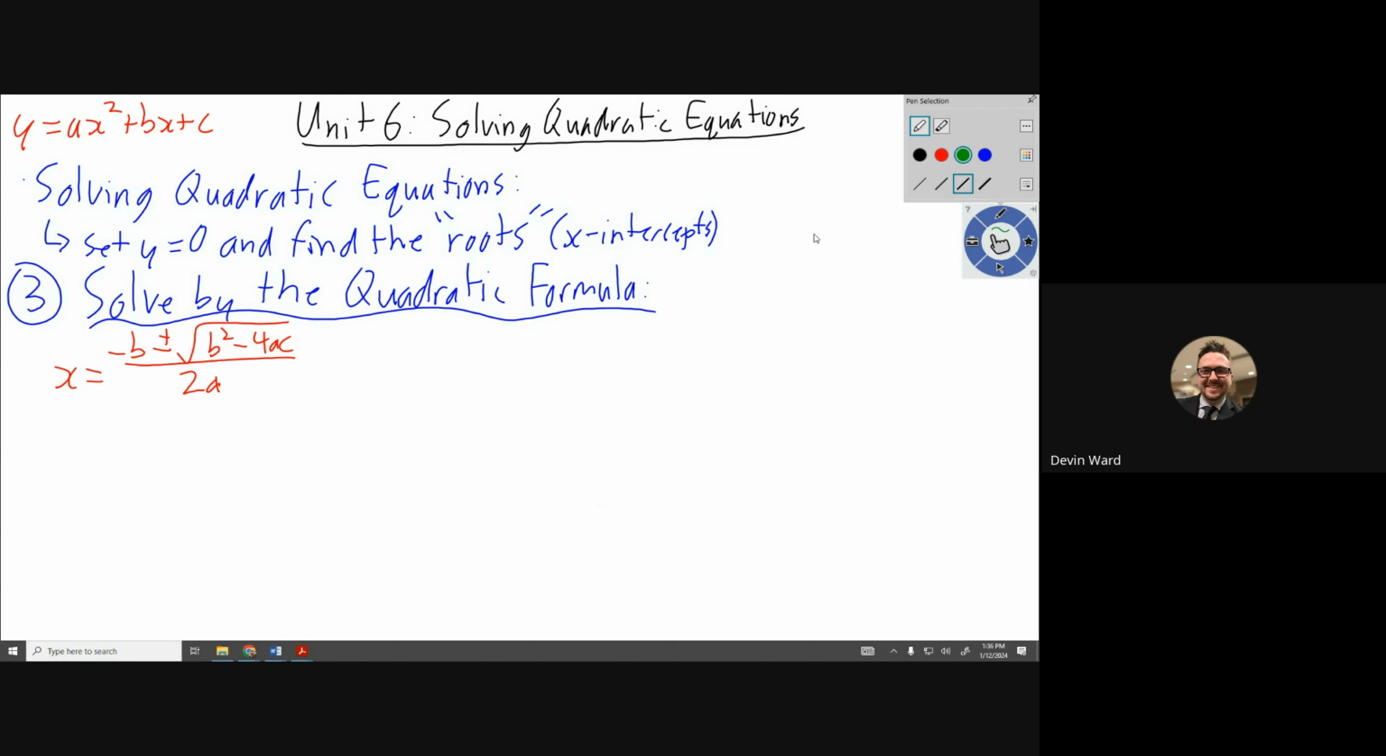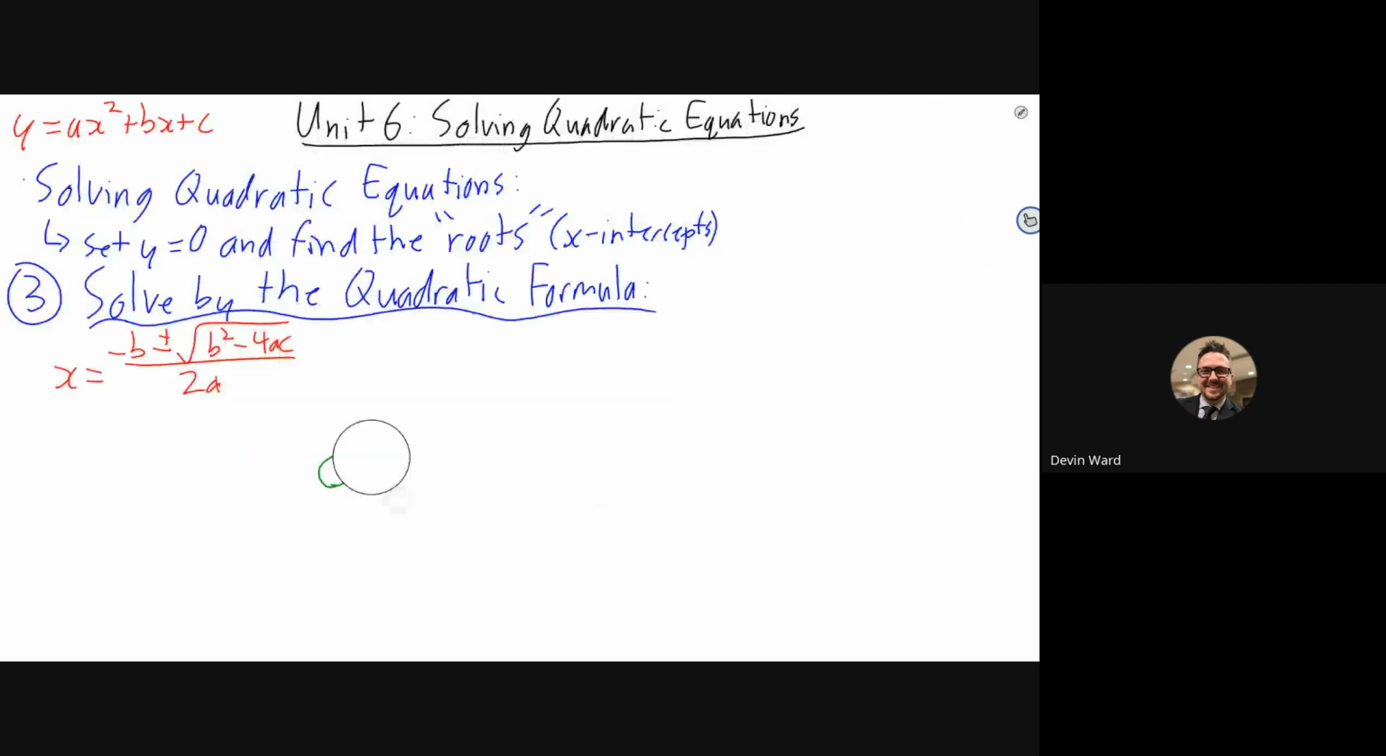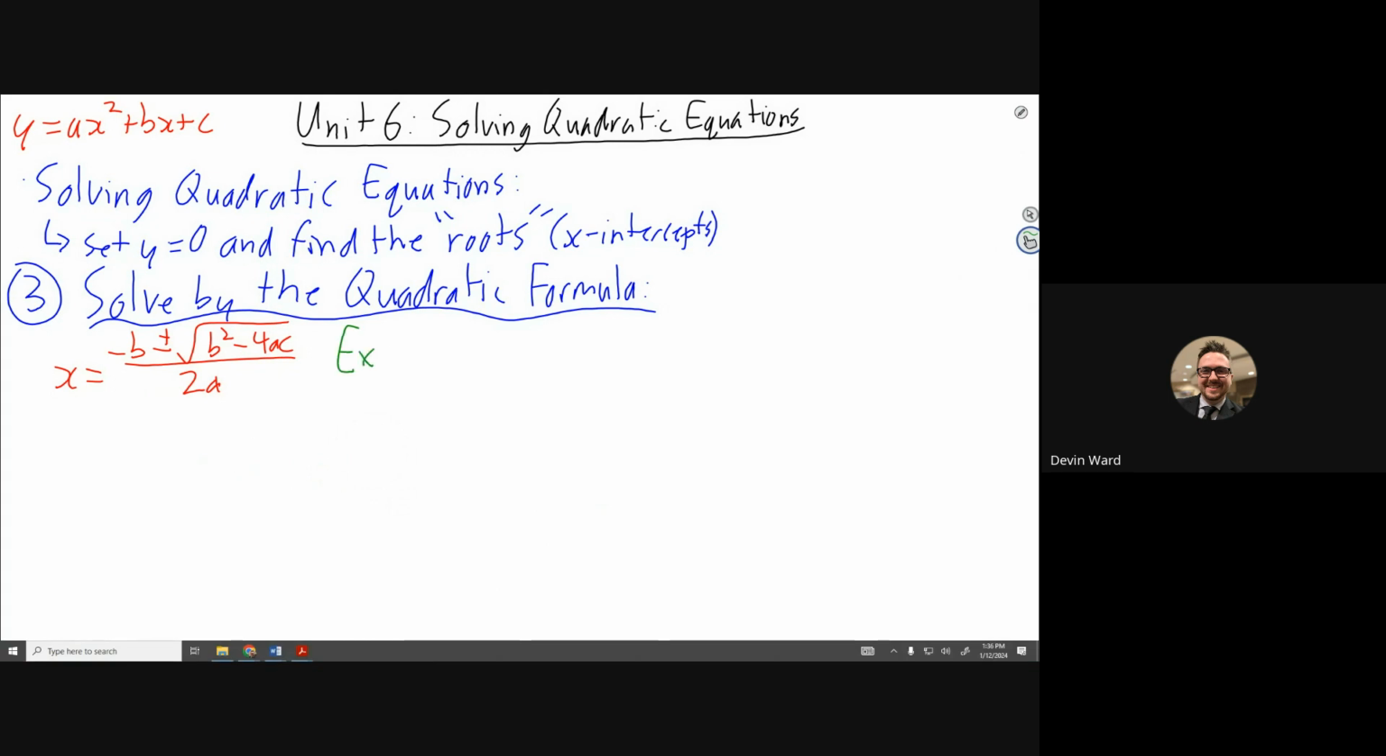Okay, the plus or minus here will allow us to have 2 roots if possible. Sometimes you only have 1 root, sometimes you might have none, which we're going to talk about in just a second. But first let's do an example. So example, I have x squared minus 2x minus 5 equals 0. We already set the y equal to 0, so we want to solve for this equation.